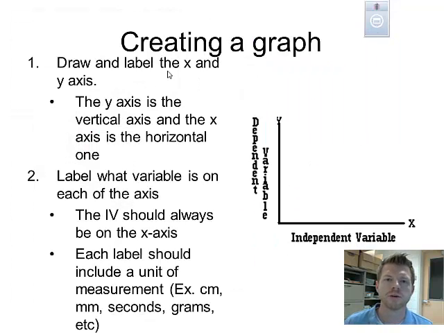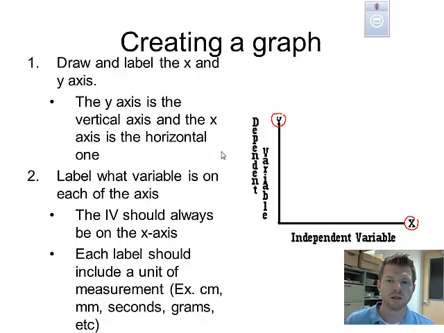There's 7 steps to creating a graph. First thing we need to do is draw and label the x and y axis. The x is going to be horizontal. The y is going to be vertical. In your notes, I would like you to actually write these notes down, but also draw one example so you're able to understand what is going on. And at the end of this, you'll practice with one.